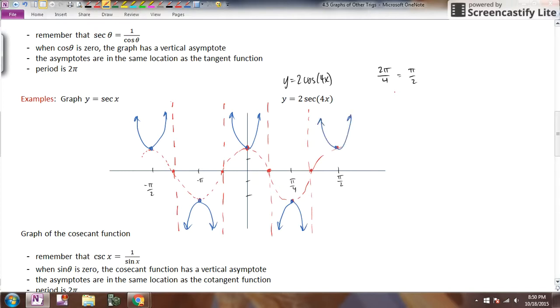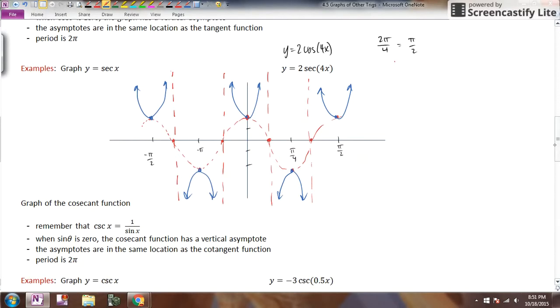And guess what? Cosecant's the same thing, but you start off with sine. So cosecant would just be, instead of starting with a cosine graph first, you would do a sine graph, and then you would just do your parabolas and your asymptotes. And that's it. And I can show you here on Desmos.